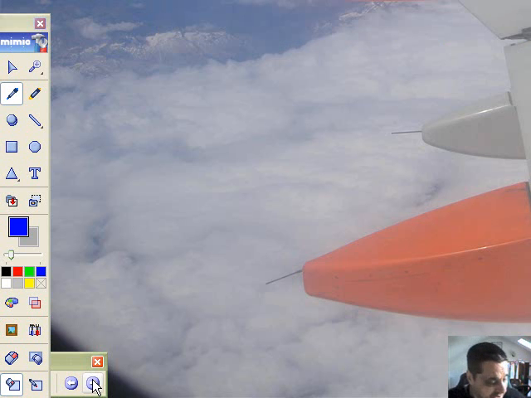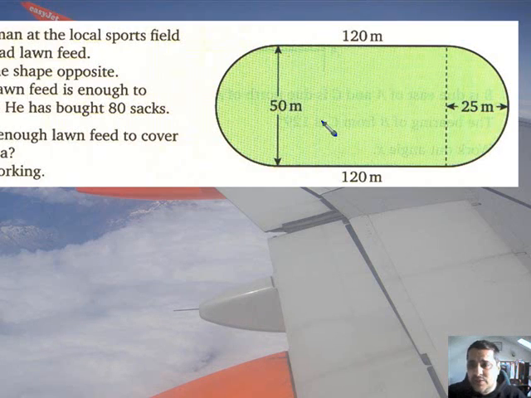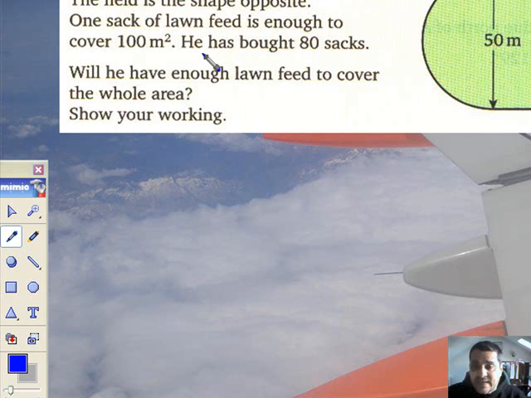This is question 9. It says the groundsman at the local sports field wants to spread lawn feed. In other words, he wants to feed the lawn and make it a lovely, lush green field. The field is the shape opposite, in other words, two straight parts, two semicircular ends which make an entire circle. Hint: one sack of lawn feed is enough to cover 100 meters squared of area. He has bought 80 sacks.